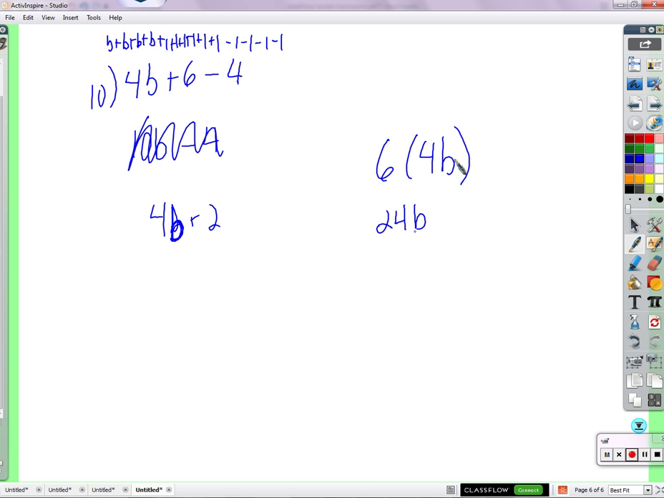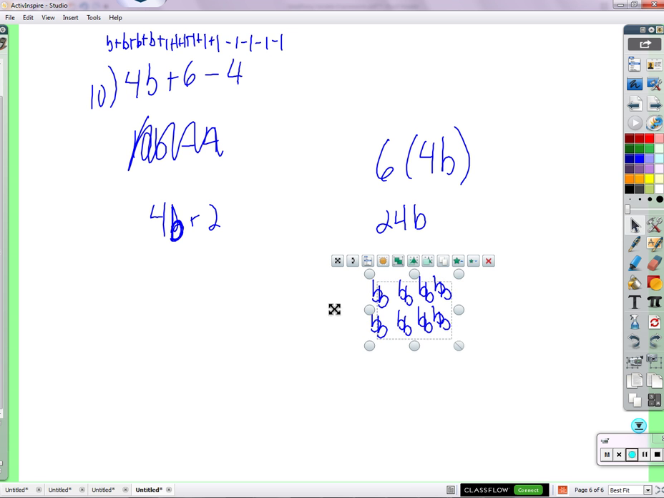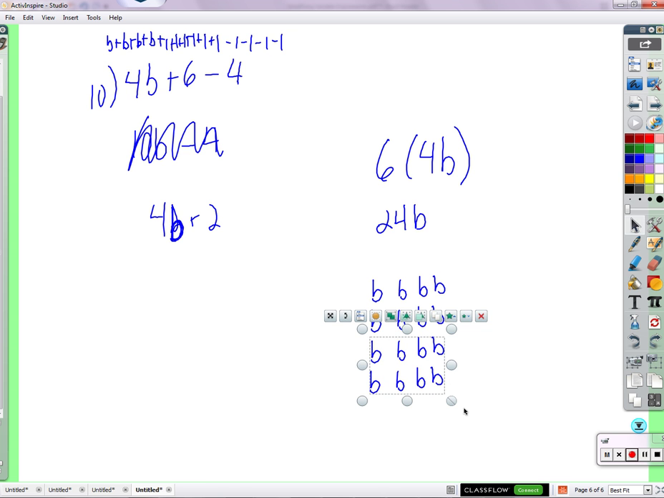Is this saying I have 4 groups of b's? This is 6 groups of 4 b's. If I were to list it all out, I have b, another b, b, b. There's one group. And here's another. There's 2 groups. We're going for 6 here. Now we're up to 4. If 2 more, I'll have 6.